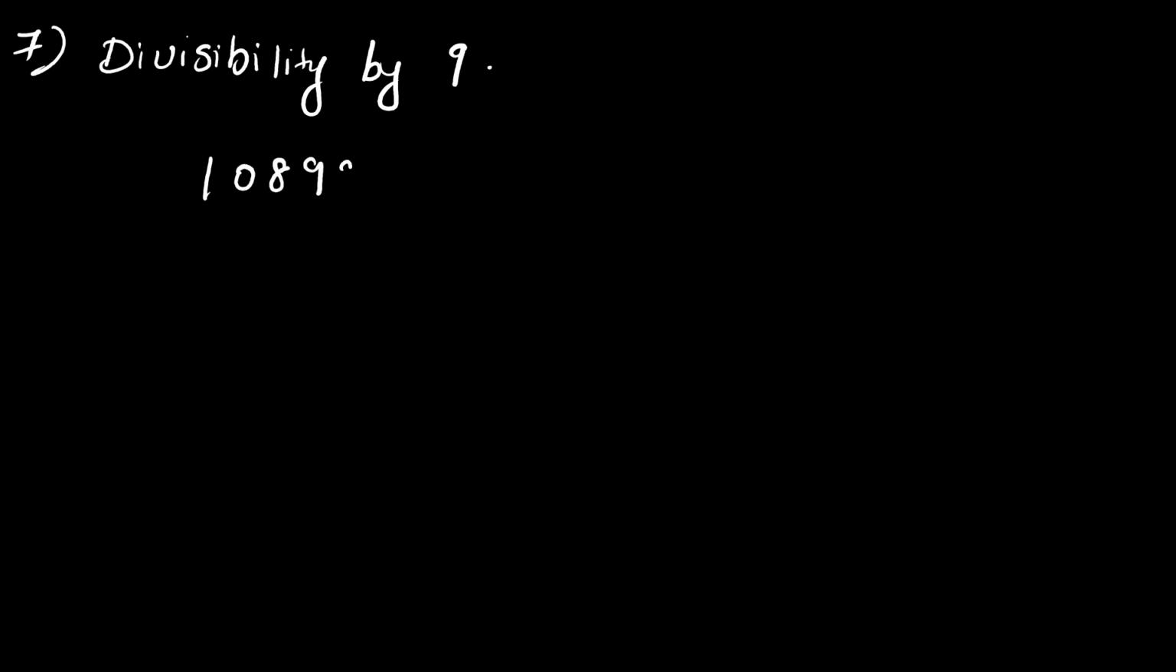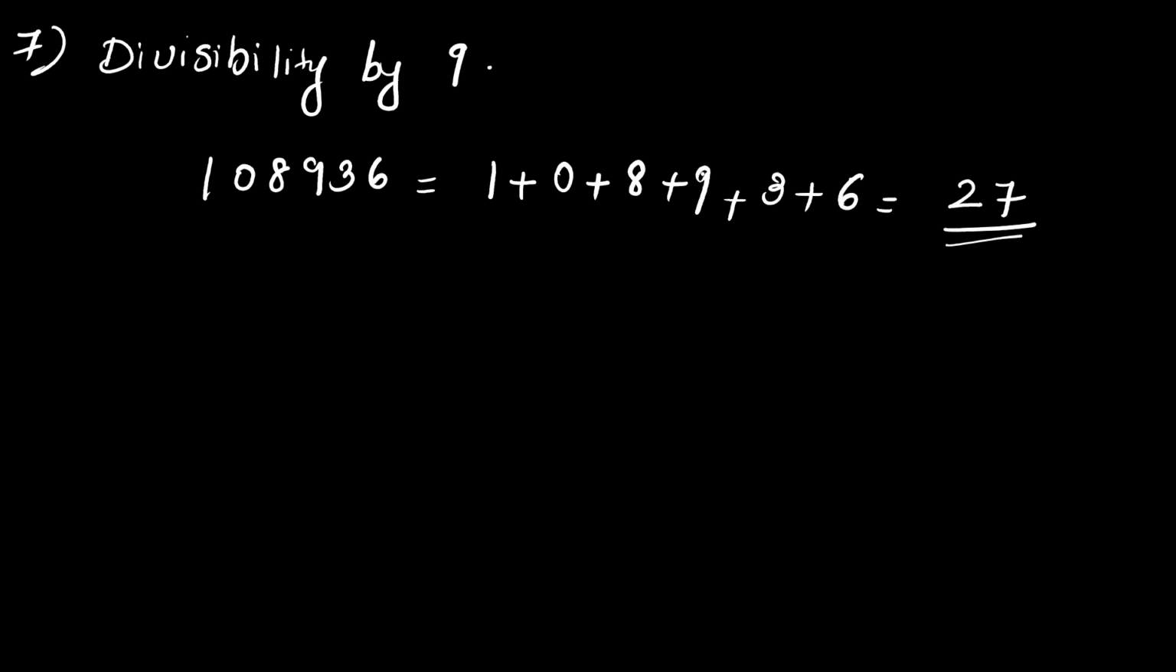Next is divisibility by 9. A number is divisible by 9 if the sum of its digits is divisible by 9. Okay, here 108936. Now add all these digits, 1 plus 0 plus 8 plus 9 plus 3 plus 6. So what we'll get? 9 plus 1, 10. Then 18, 21, 27. Okay. This 27 is divisible by 9. We know that 27 is divisible by 9. Therefore, this number is divisible by 9.